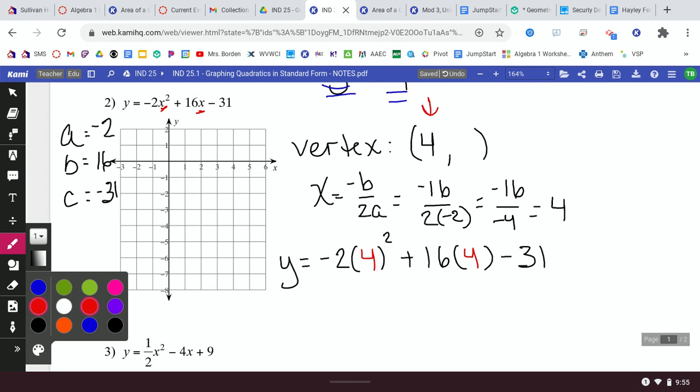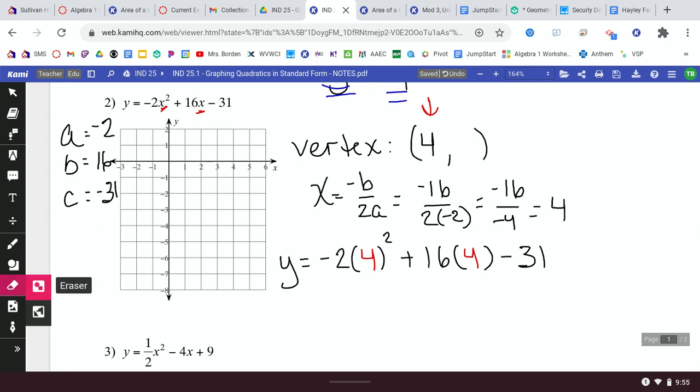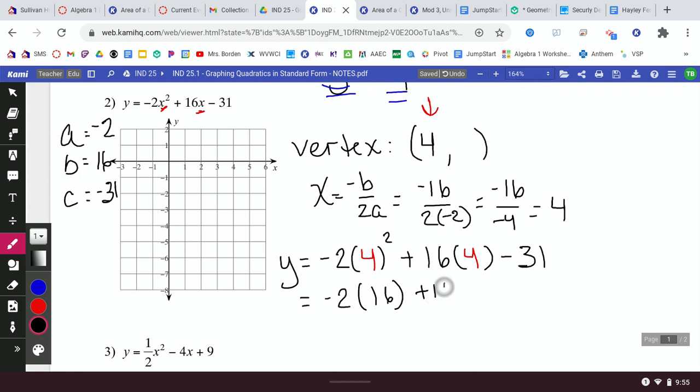-2x squared plus 16x minus 31. Now, this is where I say PEMDAS really, really matters. Do not take negative 2 times 4 first, because there is a power that has to be dealt with before you can take any multiplication. So remember, exponents before multiplication. I'm just going to leave this negative 2 here, and now I'm going to apply the exponent first. 4 squared, 4 times 4 is 16, plus 16 times 4 minus 31.